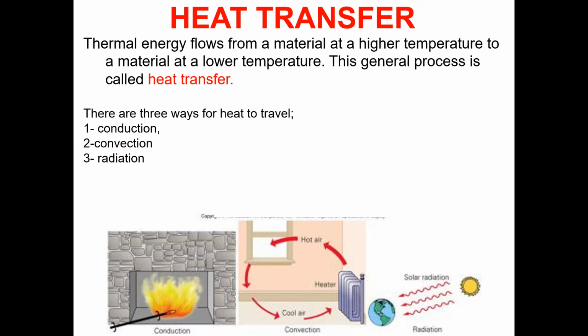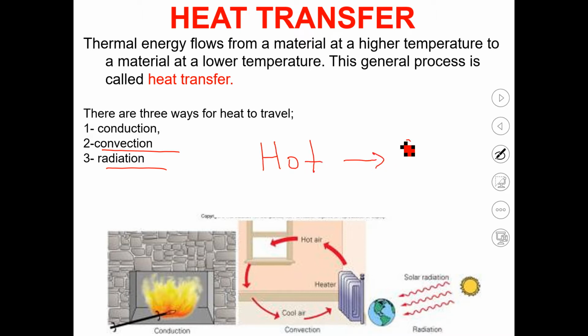Heat transfer is the flow of thermal energy from a material at a higher temperature to a material at a lower temperature. This general process is called heat transfer. We have three kinds of heat transfer. Firstly, conduction. Secondly, convection. And the third one is radiation. If you remember chapter 6, I said heat always flows from hot objects to cold objects.